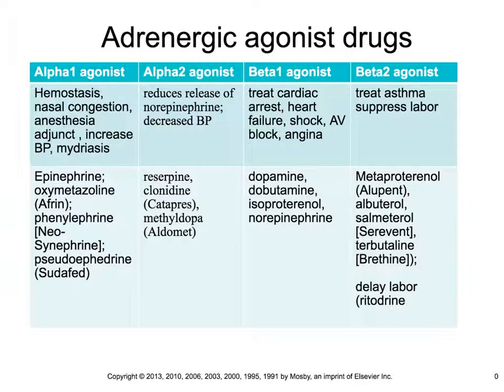When we talk about beta-1 agonists, these are used to treat cardiac arrest patients, heart failure, shock, AV block, or patients that have angina. And a good drug for this one would be dopamine, a good drug that we use IV to support cardiac output. When we talk about beta-2 agonists, these are the ones that will treat asthma. A medication we might use for this one might be terbutaline.